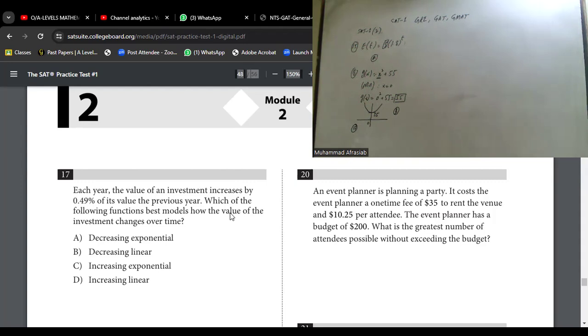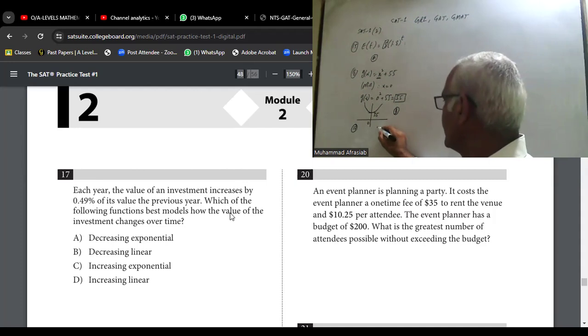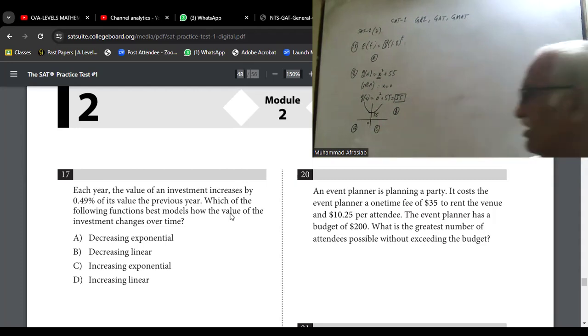So the only correct choice for question number 17 is C, because it is an increasing exponential function, increasing by 0.49% each year. So for question number 17, C is the right choice.